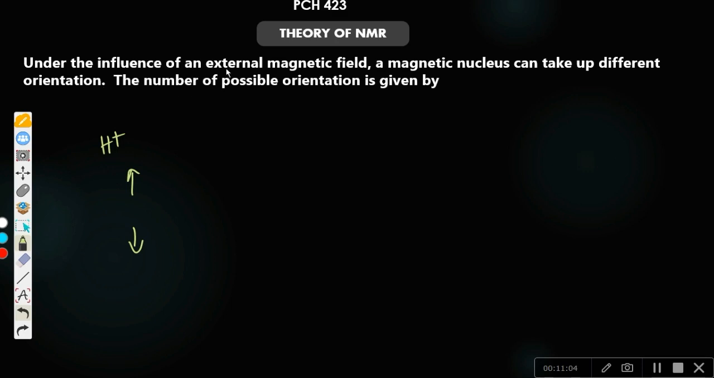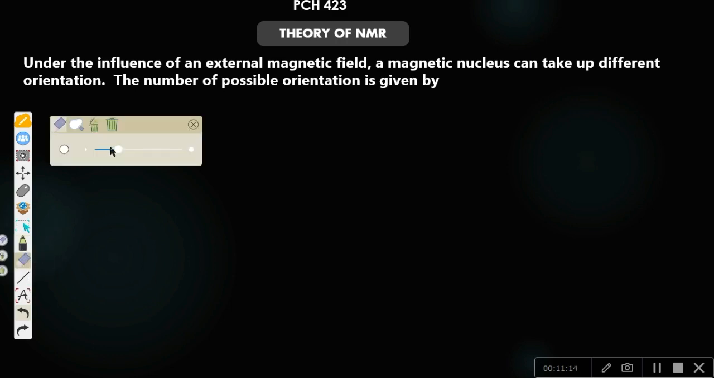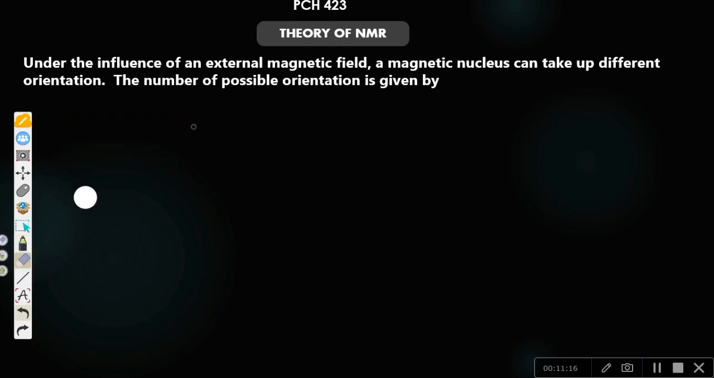Now, how do we actually calculate the number of directions? You say, under the influence of an external magnetic field, a magnetic nucleus can take up different orientations. How do we calculate the number of different orientations? It's given by this formula: 2I plus 1. The number of different orientations is given by 2I plus 1.